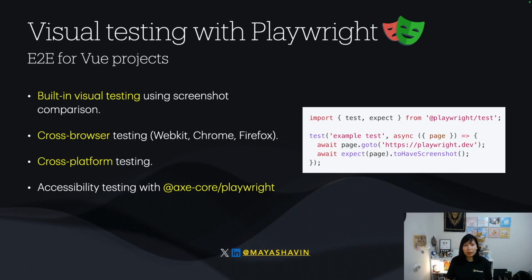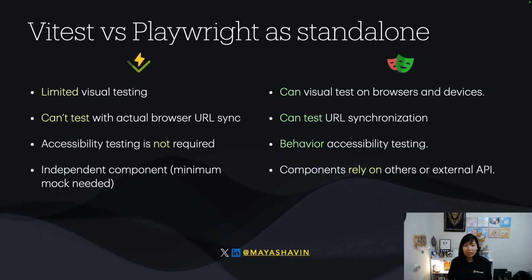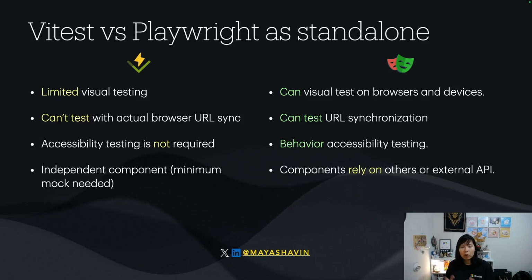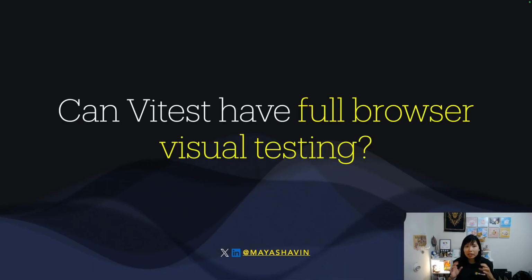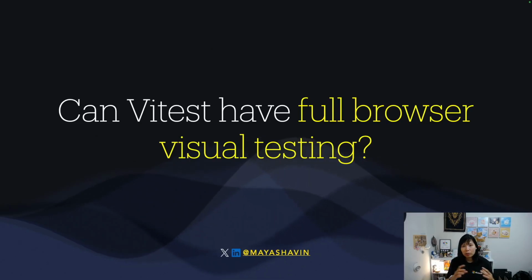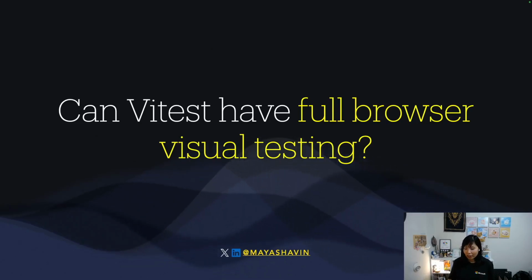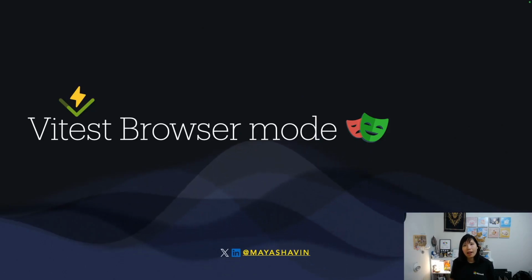But that's not the point of this talk. Here comes the next question. So I stand along. Obviously, Vitest is more limited. Playwright has a lot more advantages towards end-to-end testing or visual testing for components, since it has component testing also. But the question in this talk is, can we have similar power of Playwright in Vitest to support full browser visual testing? Well, the answer is yes, kind of.